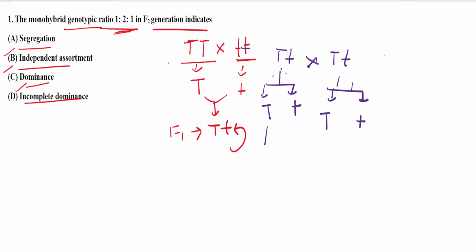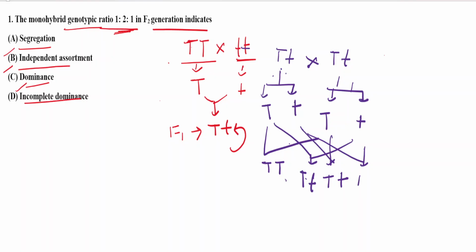So in the F2 generation, what will we get? At first this T will cross with both of these one by one, capital T capital T. So this T can mate with this T, this capital T can mate with this small t also. So if this crossing is happening, what will we get? Capital T small t. Here again through this cross we will get capital T small t, and at the end we will get small t small t.